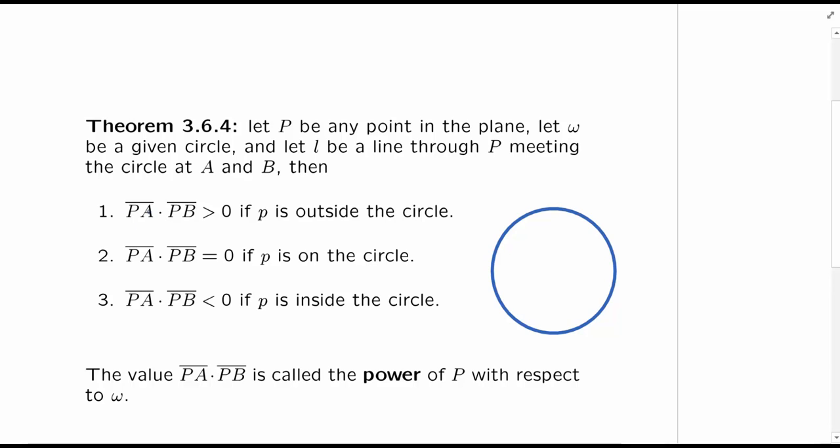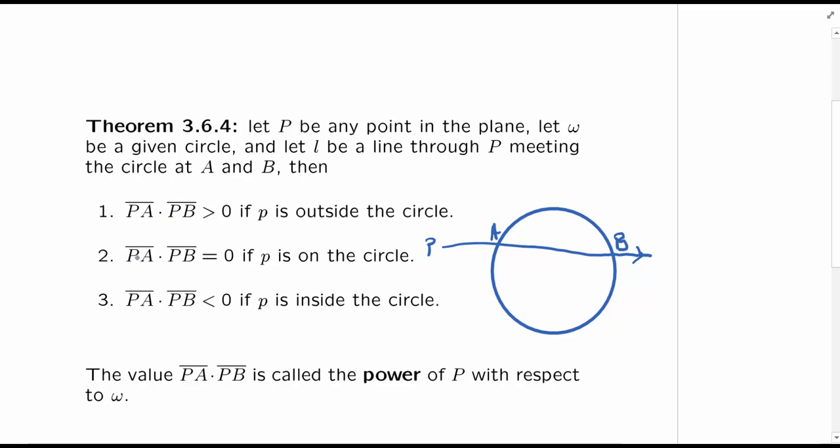If we put bars on the product PA times PB, so that they're now directed distances, then this product tells us even more about the relationship between P and the circle. In particular, we see that if PA times PB is positive, then both PA and PB must go in the same direction. So we would have something like P, A, B, where both PA and PB are moving to the right. So they would either be positive times positive or negative times negative, but in either case we'd get a positive answer.